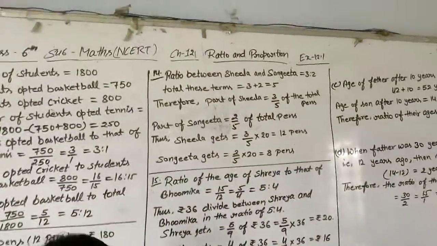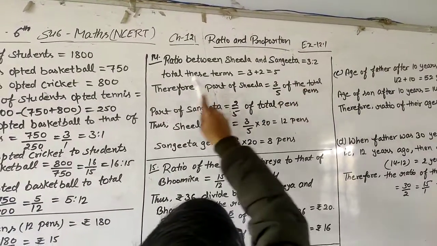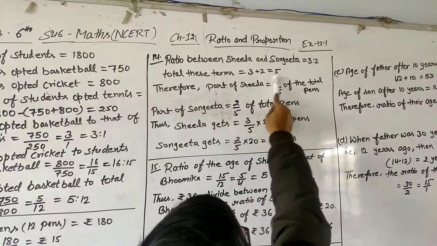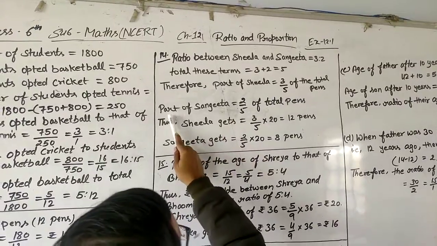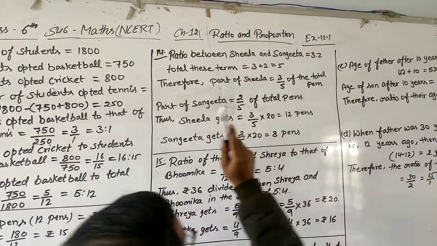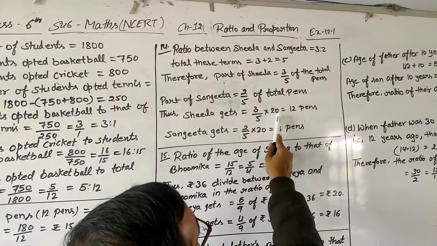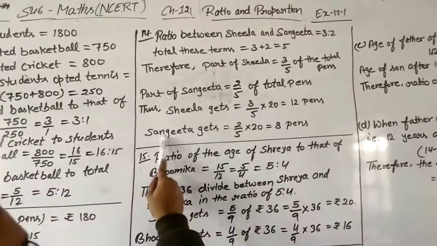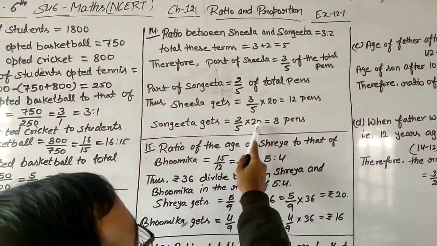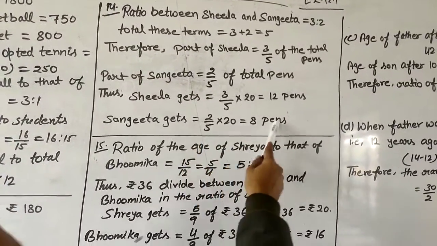Question number 14: Divide 20 pens between Sheila and Sangeeta in the ratio 3:2. So the ratio between Sheila and Sangeeta is 3:2. Total: the sum is 3 plus 2, which is 5. Therefore, the part of Sheila is 3 upon 5 of the total pens, and the part of Sangeeta is 2 upon 5 of the total pens. So Sheila gets 3 upon 5 of the total number of pens, 20. We cancel 20 by 5, 4 times, so 4 times 3 is 12. Sangeeta gets 2 upon 5 multiplied by 20. Again we cancel 20 by 5, 4 times, 4 multiplied by 2 is 8 pens.